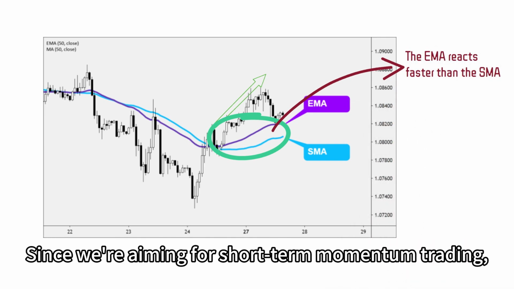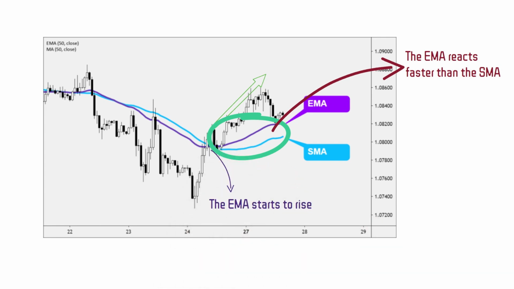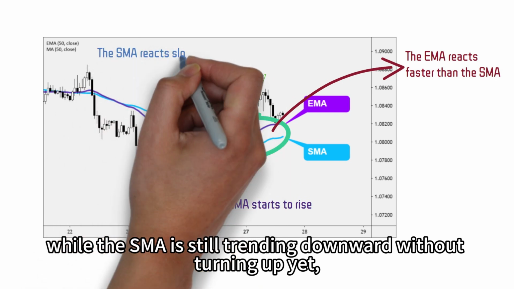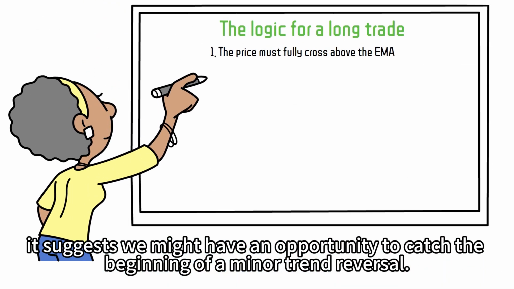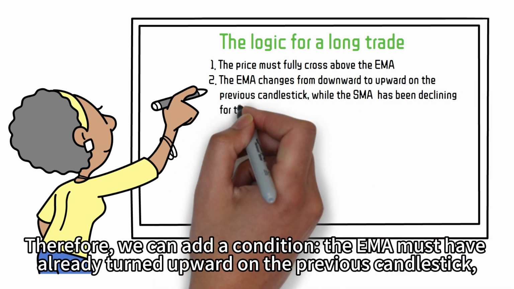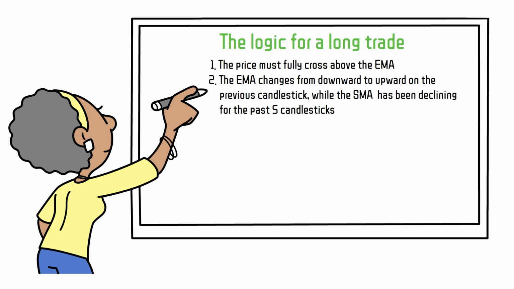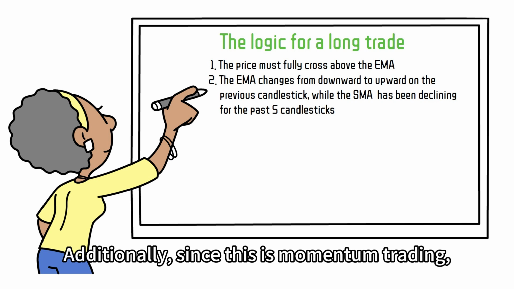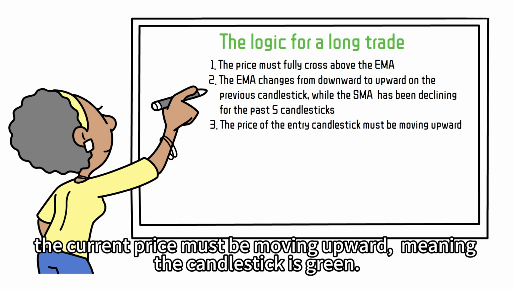Since we're aiming for short-term momentum trading, if the EMA is confirmed to be moving upward, while the SMA is still trending downward without turning up yet, it suggests we might have an opportunity to catch the beginning of a minor trend reversal. Therefore, we can add a condition: the EMA must have already turned upward on the previous candlestick, while the SMA over the past few candlesticks is still trending downward. Additionally, since this is momentum trading, the current price must be moving upward, meaning the candlestick is green.